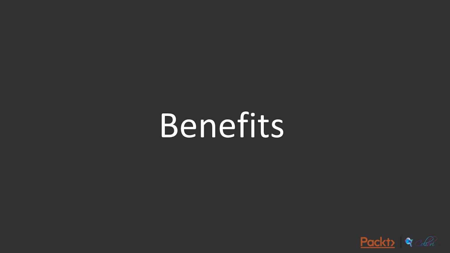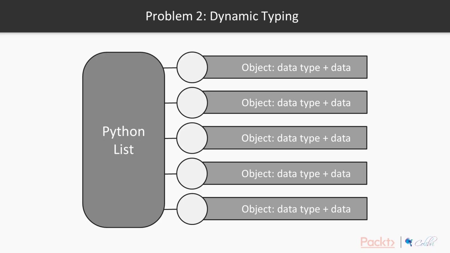Because of the contiguous block of memory, it's very easy to access elements in a Numpy array very fast, and also because it doesn't store each element's type, it saves a lot of memory. This brings us to the other problem.